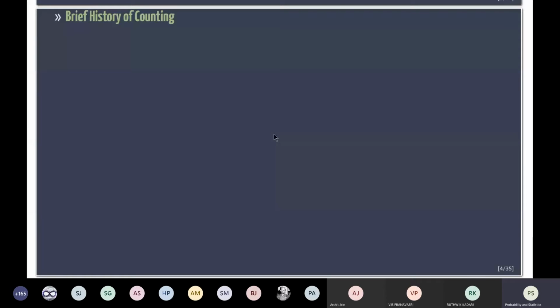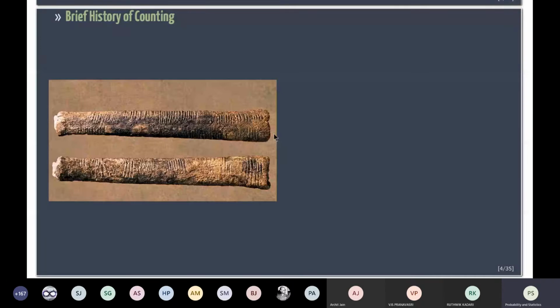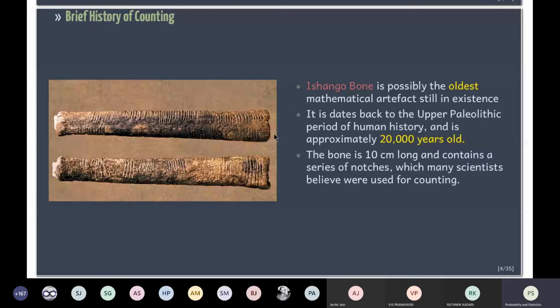As we know this, we can predict that this is some kind of a bone, and there are some markings on it. This is one of the oldest mathematical artifacts in existence, about 20,000 years old, and arguably it's meant for counting. There are markings that one may use to count. One could also use fingers, I guess, which we may have found later on. But these may be the earlier records of counting.